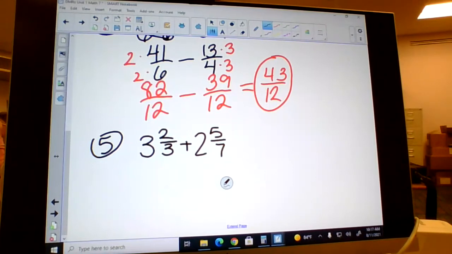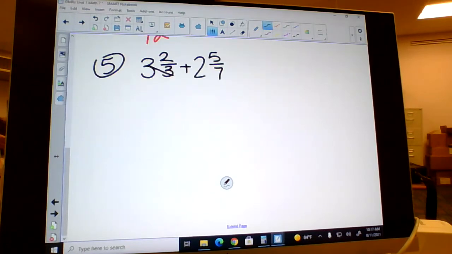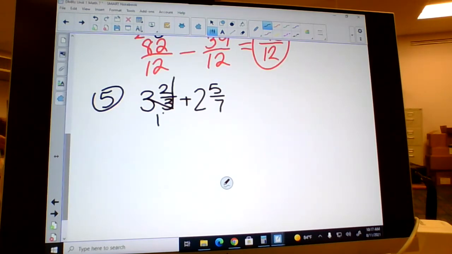Okay, so we're going to change them to improper fractions. So 3 times 3 is? 9 plus 2, 11. Then 2 times 7 is? 14. Plus 5? 19 sevenths. All right, let's look at those denominators. What do you think, Timmy? 21. And once again, just take 3 times 7. 3 times 7 is 21. Okay? So this one I'm going to multiply by 7, and this one by 3.